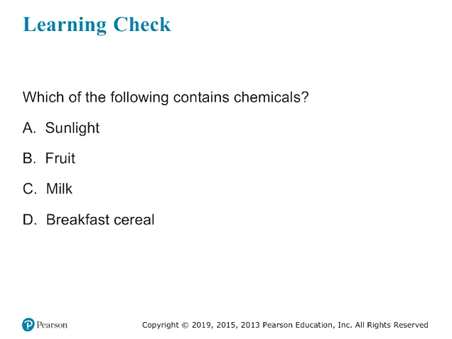Okay, so which of the following contains chemicals? So we have 4 different options: sunlight, fruit, milk, and breakfast cereal. So let's start with sunlight. Does that contain chemicals? No, sunlight is actually a form of energy. So sunlight does not contain chemicals.